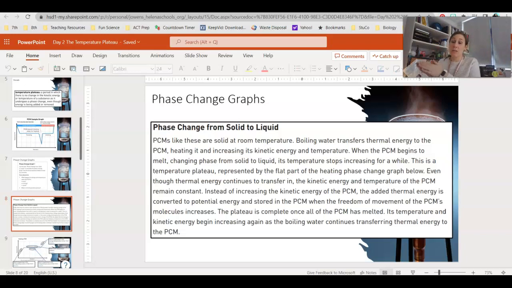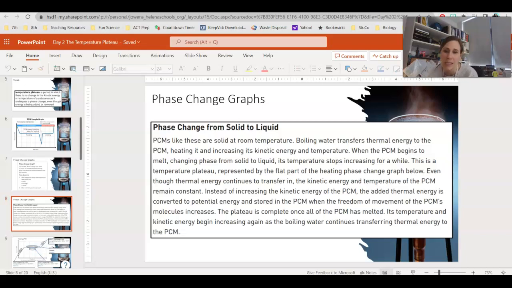and that's why these PCMs would be so great to use as a little incubator for a baby, because of that stored energy and because of this temperature plateau. We're going to see some of these PCMs are going to be able to store a lot more energy than others, and we might see that that's going to cause them to last longer as an insulating factor or a heating factor to one of our incubators.